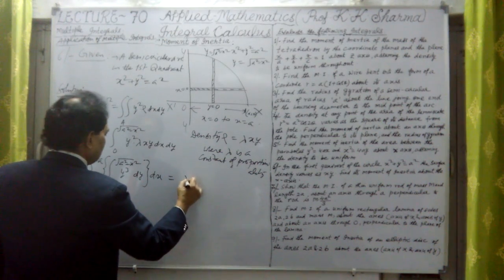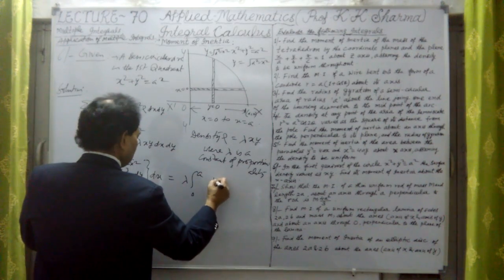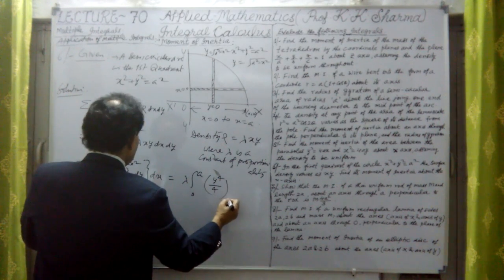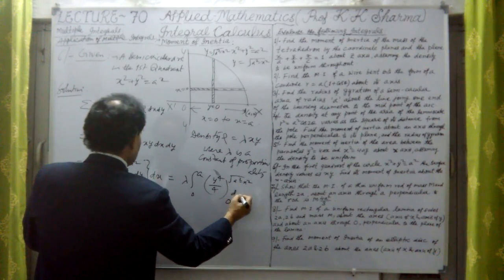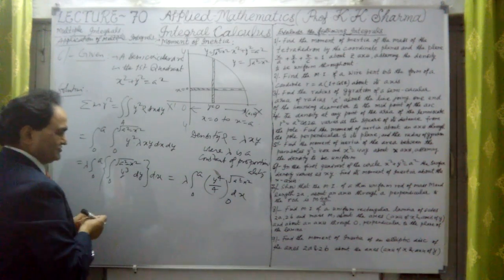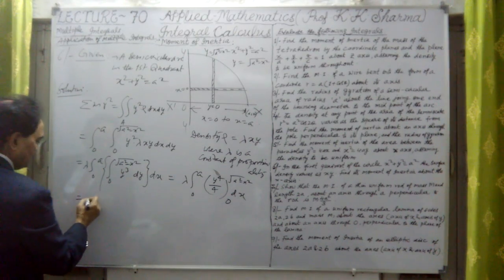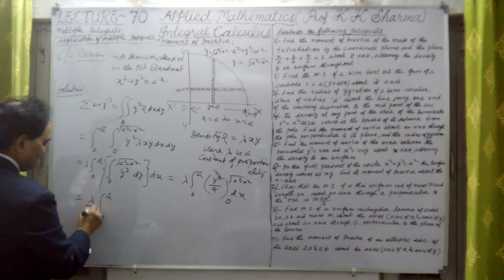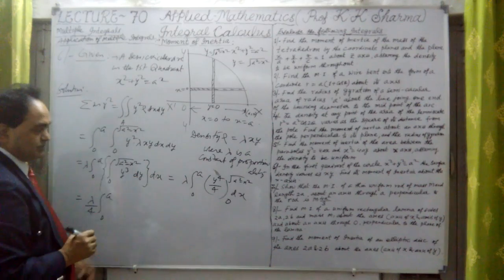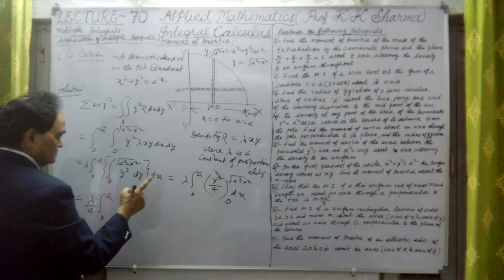This will give us lambda, 0 to a, integration of y cube or y⁴ upon 4, with limits 0 to under root a square minus x square, into dx. Now substituting the limits, we get lambda 0 to a upon 4. If I take the 4 outside, in place of y we have to substitute the upper limit only, because at 0 it is 0. The upper limit is under root a square.